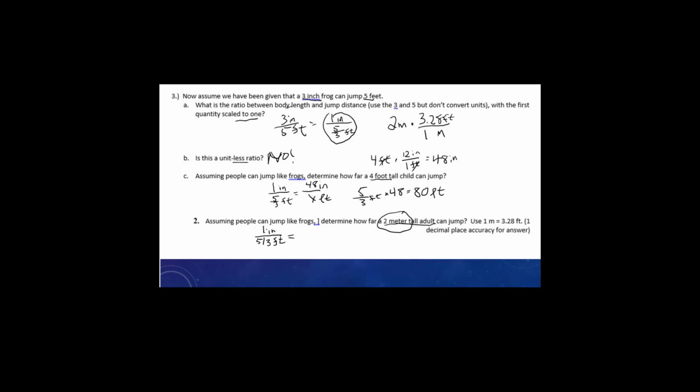So 2 meters, I can first convert to feet. Notice 3.28 feet is 1 meter. This is really multiplying by 1. And now I have feet, and I can convert to inches. Again, this is dimensional analysis. And I get 78.72.